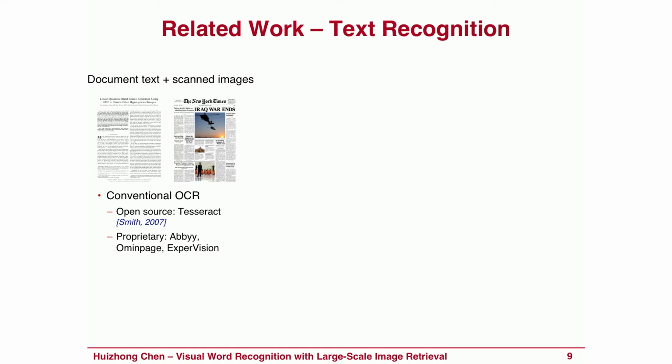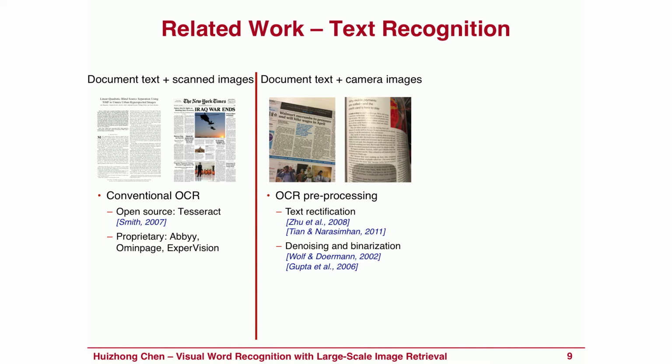Many OCR engines have been developed, including the open-source Tesseract OCR, as well as some commercial software like ABBYY FineReader, OmniPage, and ExperVision. These OCRs achieve high recognition accuracy on scanned document images. As we mentioned earlier, with more document images now acquired by a camera, some research has been done to pre-process the image before feeding it to the OCR. The rationale is to make camera images look more similar to the scanned images for enhanced OCR performance.